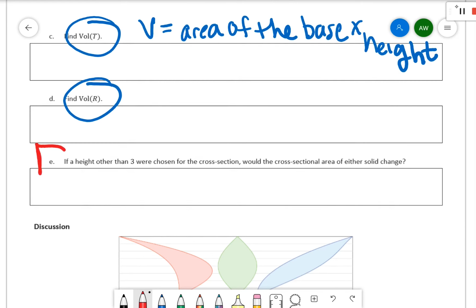Okay, so now we're looking at part E, and part E is a thinking question. So this asks, if a height other than 3 were chosen for the cross-section, would the cross-sectional area of either solid change? So it's asking if we moved that blue plane up or down, would that cross-sectional area change?